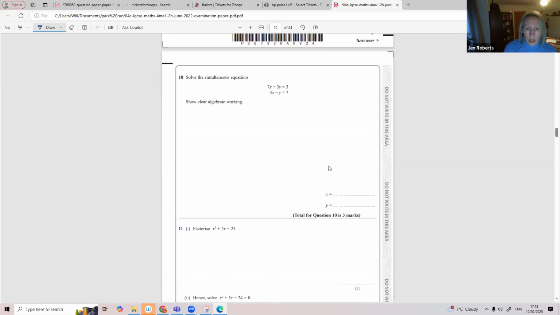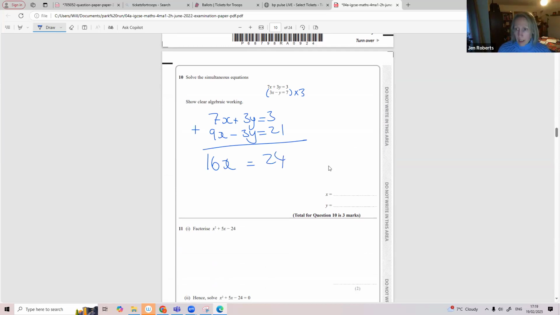Simultaneous equations. I look at making my y's the same. It's going to times this bottom equation by 3. Don't forget to multiply everything. Plus and a minus, we need to add the equations. Divide both sides by 16 to get x. So 24 divided by 16 gives you x is 1.5.